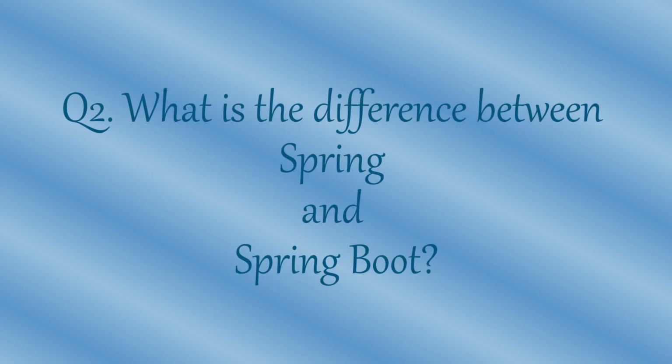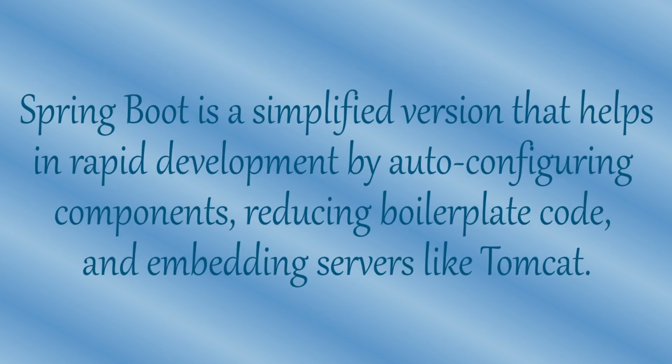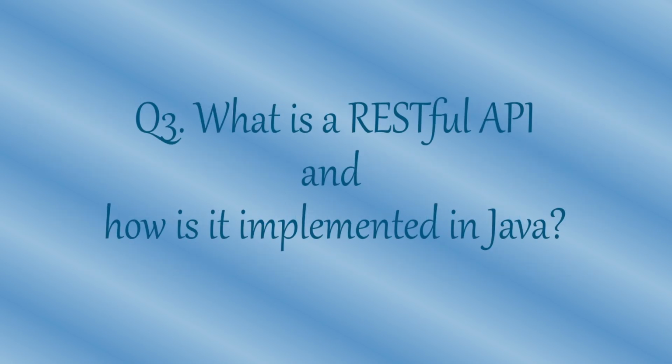Q2. What is the difference between Spring and Spring Boot? Answer. Spring is a comprehensive framework for Java application development, offering features like dependency injection, AOP, and MVC. Spring Boot is a simplified version that helps in rapid development by auto-configuring components, reducing boilerplate code, and embedding servers like Tomcat.